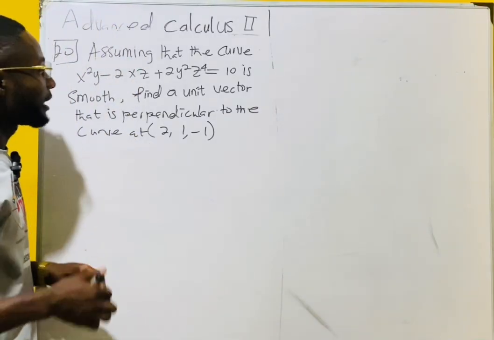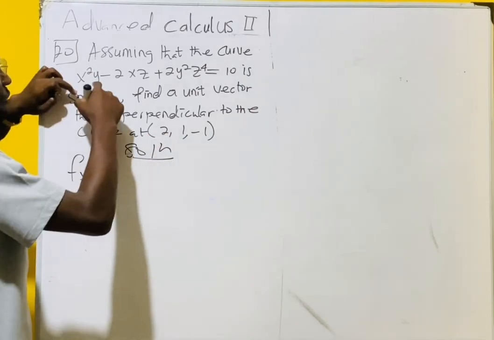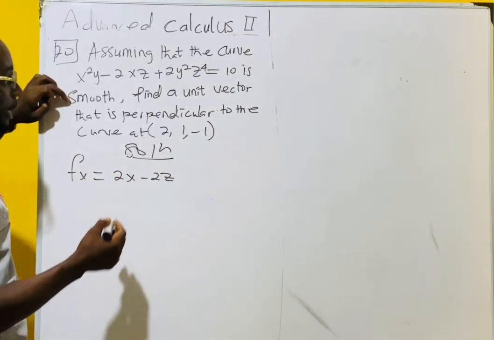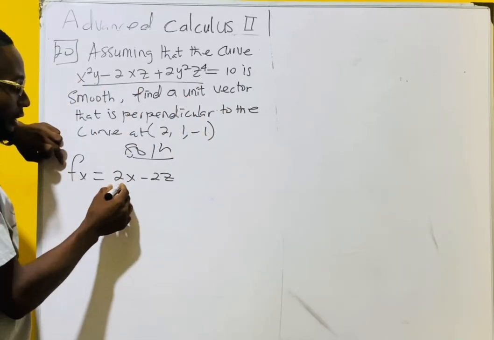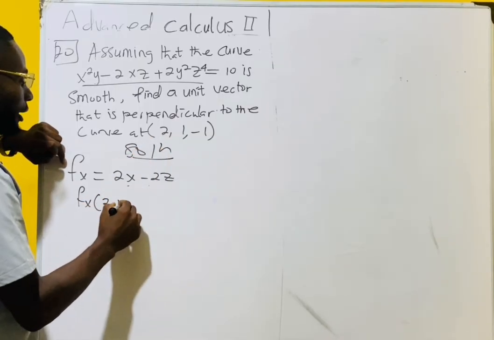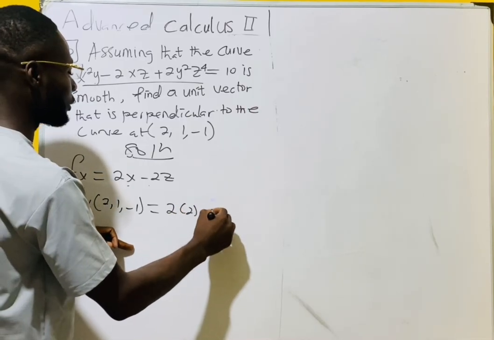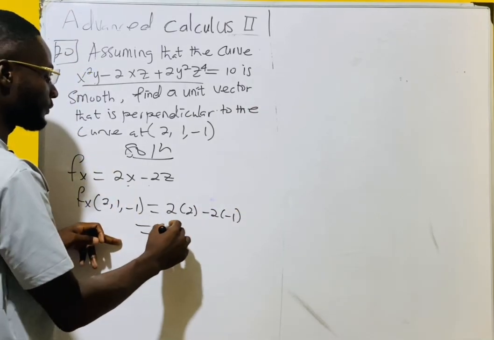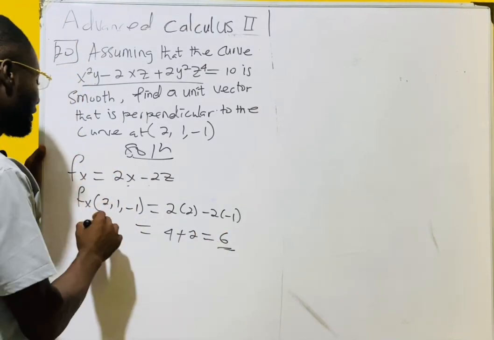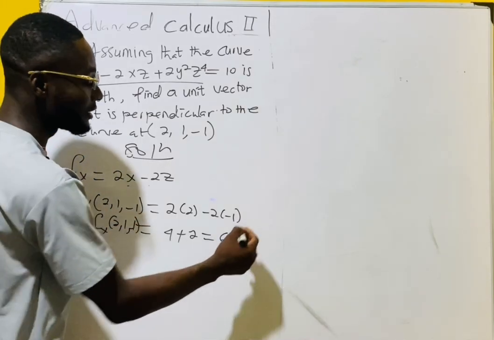So we are going to find the gradient of this. When you differentiate with respect to x, we're going to have 2x minus 2z. At the point (2, 1, -1) this will be equal to 2 into 2 minus 2 into -1, and that is equal to 4 plus 2, which is equal to 6. So our first value at the point (2, 1, -1) is 6. So we have 6i.